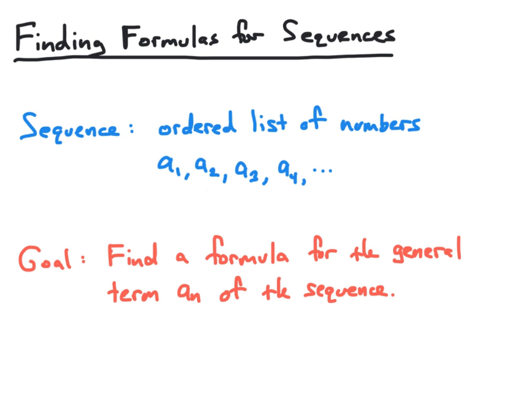When given a sequence by listing the first several terms, one goal that we might have for that sequence is to find a formula for the general term a sub n. In other words, we want to find a formula for a sub n in terms of the number n alone, the position in the sequence itself, that will allow us to compute any term of our sequence just by evaluating this formula for the appropriate value of n. Techniques for finding formulas for sequences vary depending on the form of the sequence, but in general, it really is just a form of pattern matching and looking for patterns within the first several terms.